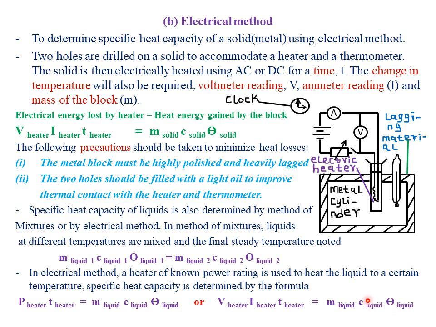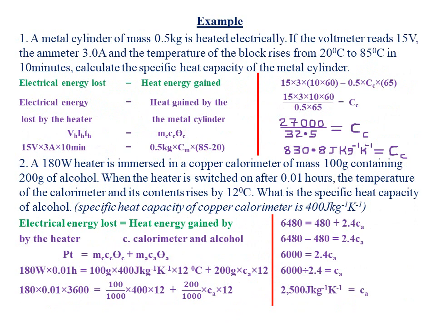Of course, if you make C, the liquid, subject of the formula, you will be in a position to find the specific heat capacity of that particular liquid. Next, at our first example, which reads that a metal cylinder of mass 0.5 kg is heated electrically.